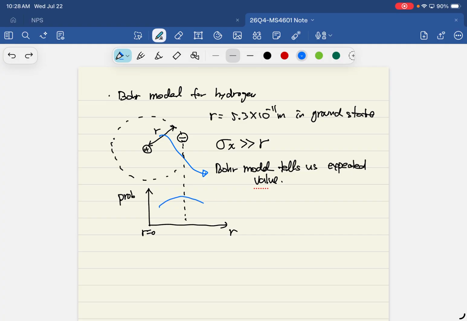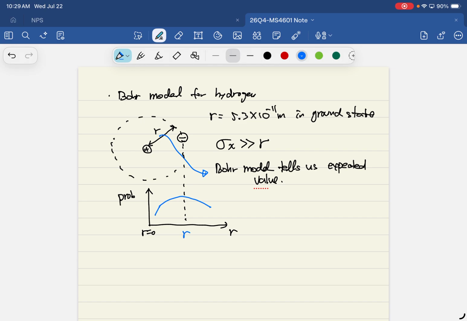Okay, something like this. It's not exactly like this, but my point here is that the electron can be found even here, or even if I go there like this. So the electron can be found at this location with this probability, and the electron can even be found here at this probability. But when we evaluate the average of the distribution, it turns out to be this R.